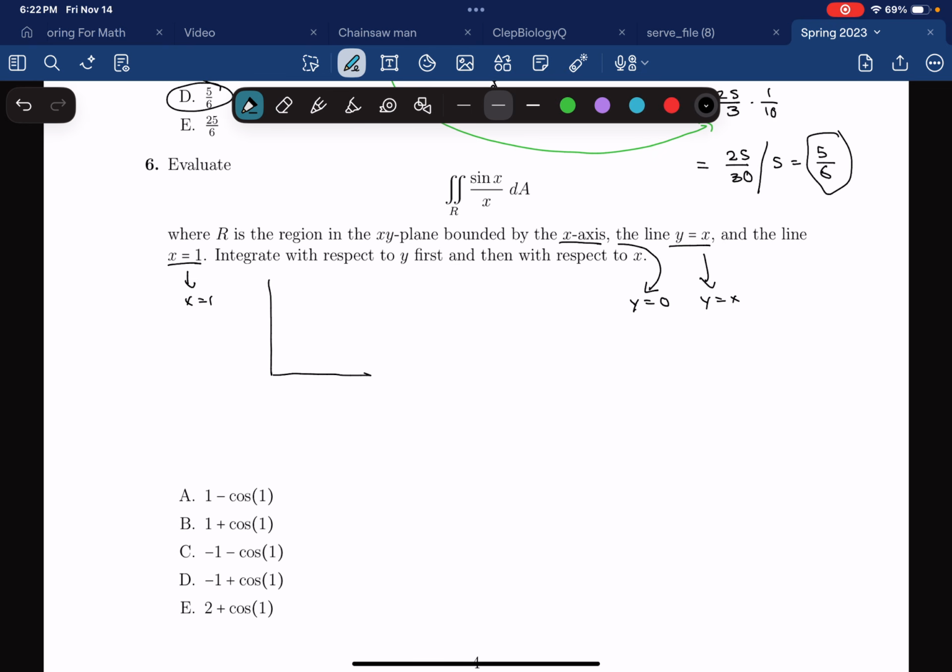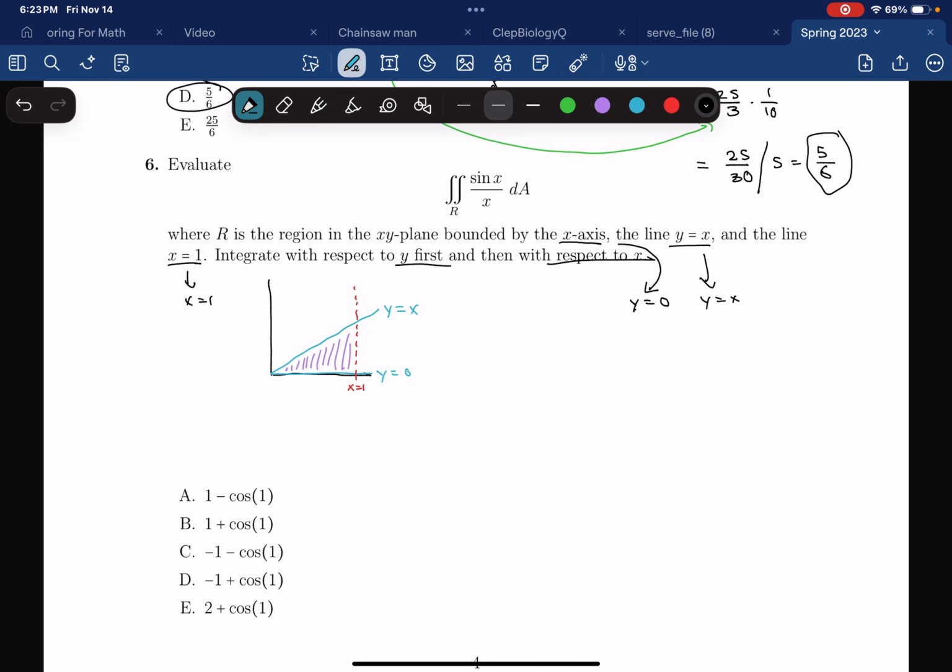Integrate with respect to y first, then with respect to x. You can't tell me what to do, but we should probably still do what they tell us to do. So y goes from y equals 0 to y equals x, and then x equals 1. And these are our regions here.